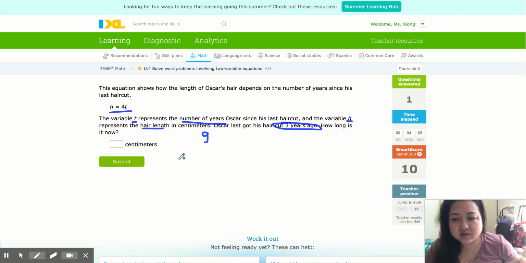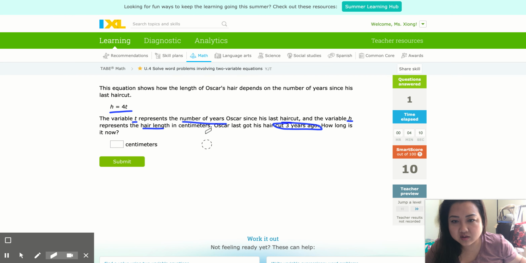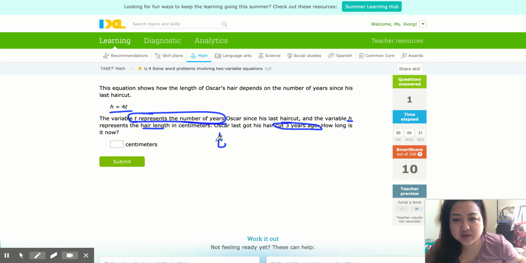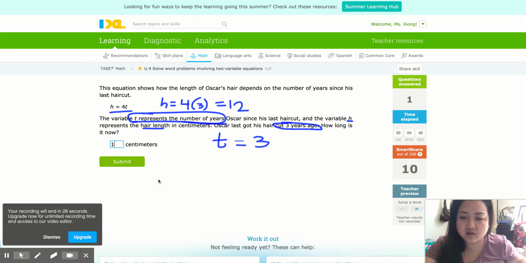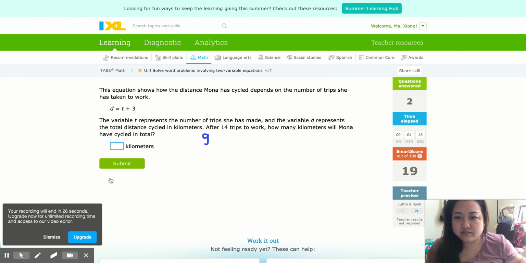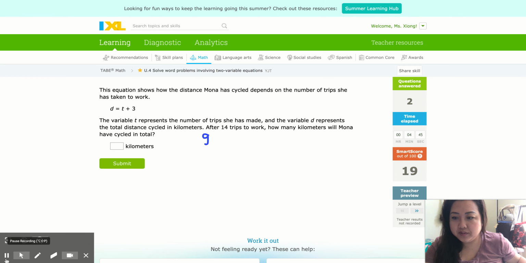I know that we're talking about years. Does T or H talk about years? Well, it looks like T talks about years, right? So I'm going to replace T with 3 in the formula so that I can figure out what H equals. So 4 times 3 equals 12. So I know that his hair is probably 12 centimeters long. Yep, and that is that.